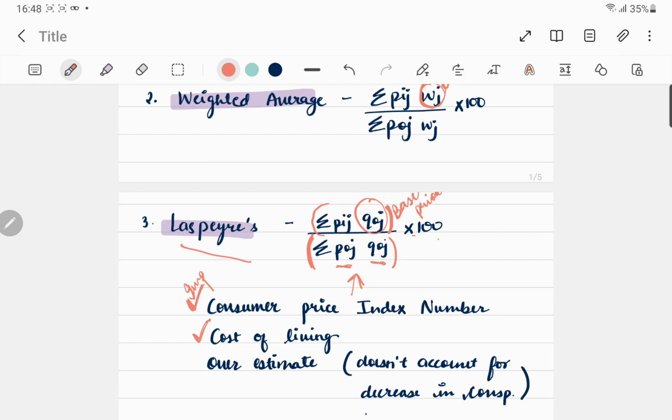Now in this case we are actually overestimating the value because, as you must know, over time we cannot say that the quantity which was consumed in the base period is the same as the quantity being consumed today. There is always some decrease in consumption because of the increase in prices. This is not accounted for here, and hence we end up overestimating the value. This is also a very important point.